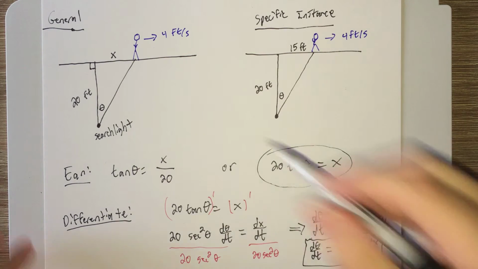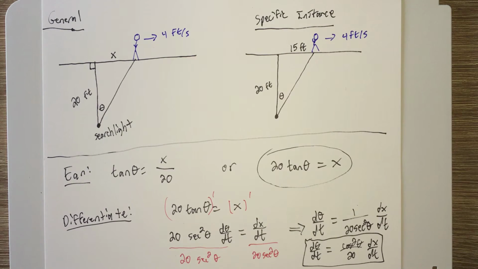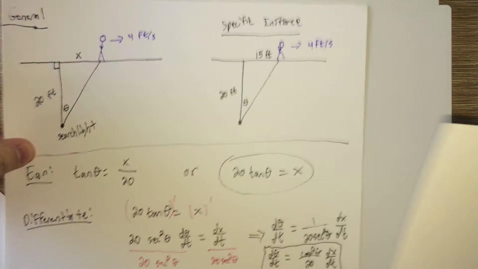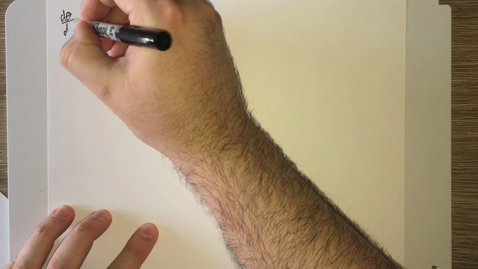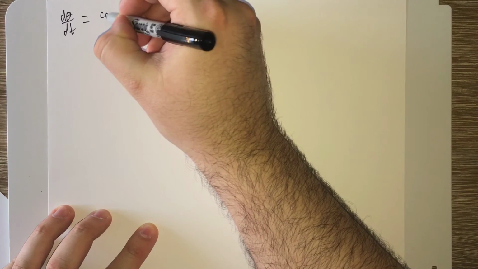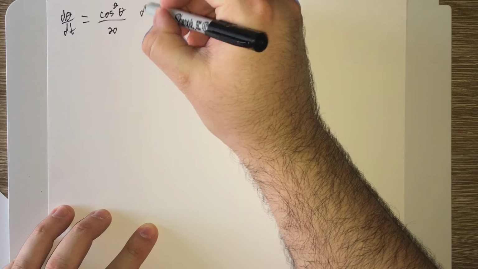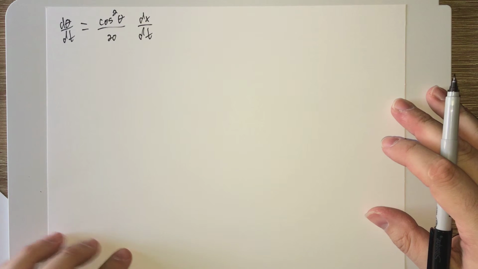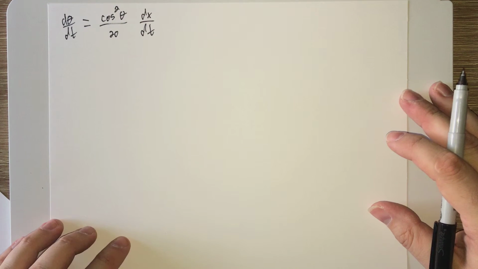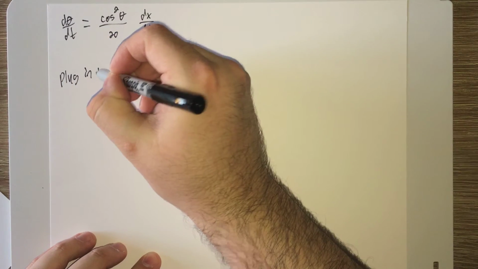Okay, so let me separate off this work that we did here, and I'll write this stuff on the next page. So after we differentiated both sides, we ended up with d theta dt equals cosine squared theta over 20 times dx dt. Okay. So now that we have that, what do you want to do? Now you plug in the numbers.